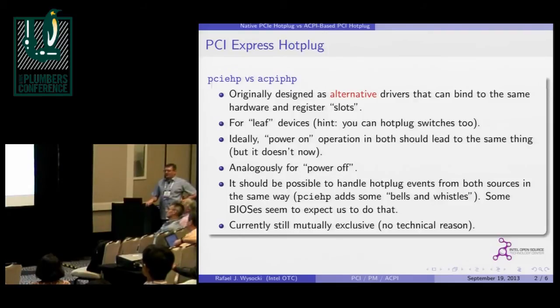If you think about that, they just are different methods of signaling hotplug events. So you can get a hotplug event through ACPI using the GPE, the ACPI interrupt. So that's one way to get hotplug events, and the other way is through root port interrupts, interrupts that happen on root ports, and that's what PCIe HP is supposed to handle.